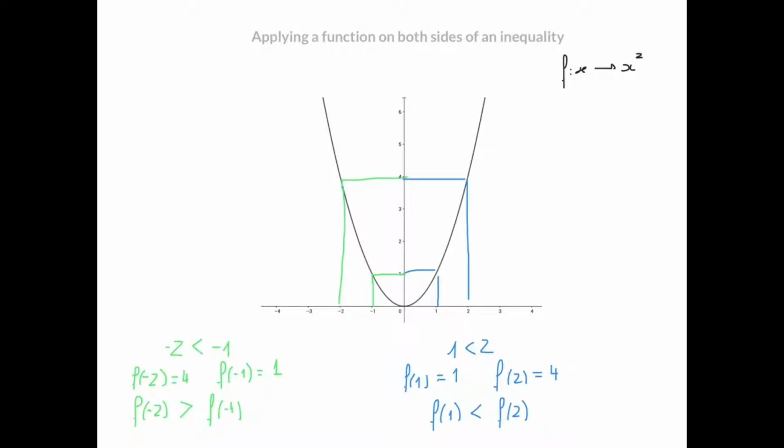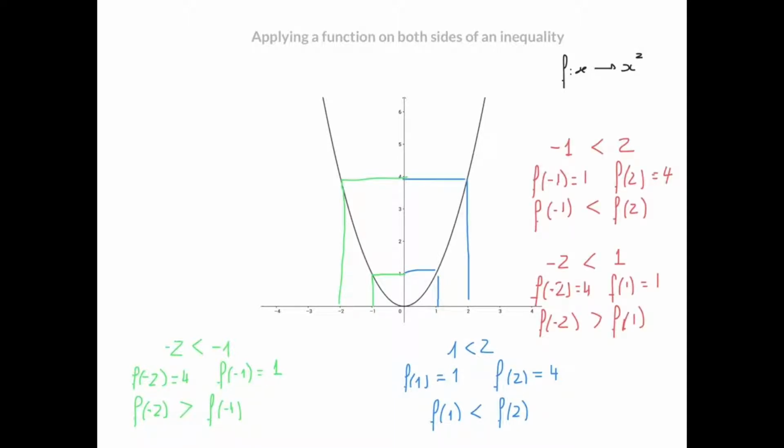Let's now have a look at a few more comments to try and be a little bit more accurate about what we've just found out. Let's see what happens if we try to apply the function to minus 1 and 2. So minus 1 is less than 2, we have minus 1 here and 2 there. And so f of minus 1 is going to be smaller than f of 2. So the inequality here is not switched. But if we take minus 2 and 1, you see that f of minus 2 is 4 and f of 1 is 1. So minus 2 being less than 1, you need to switch the inequality when you apply the function.